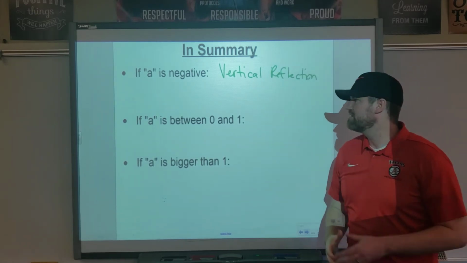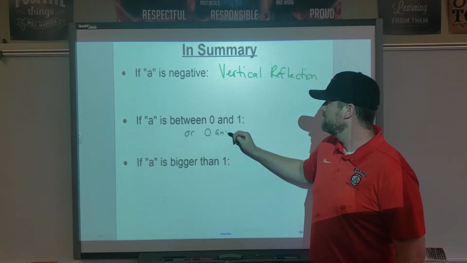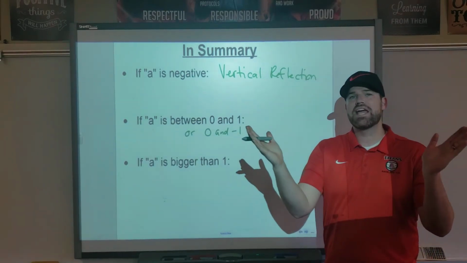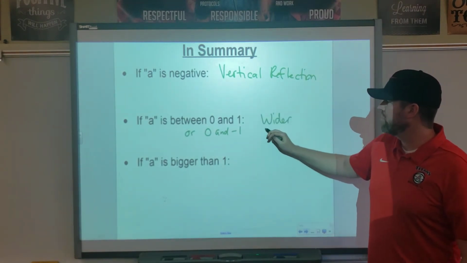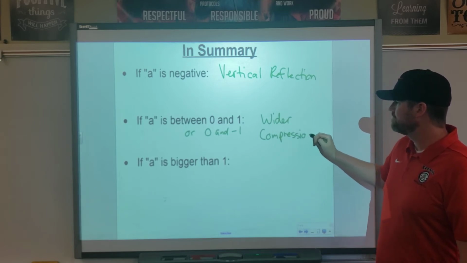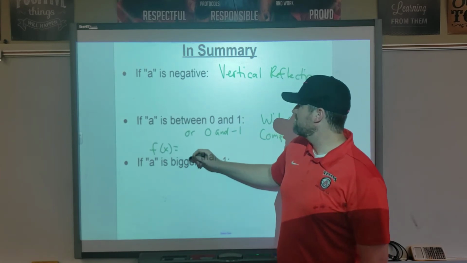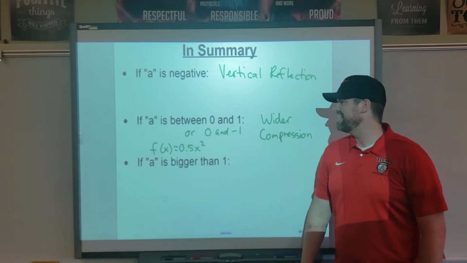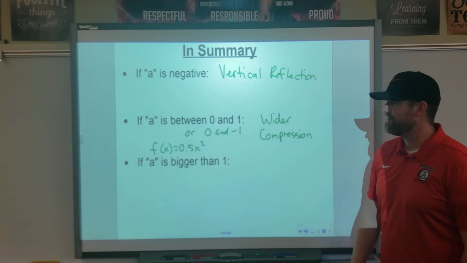If a is between 0 and 1, or 0 and -1, then it's going to make our graph become wider. So it's going to be wider, which is what we call a compression. So an example, let's do 0.5x squared. This is dilated or compressed by a factor of 0.5.